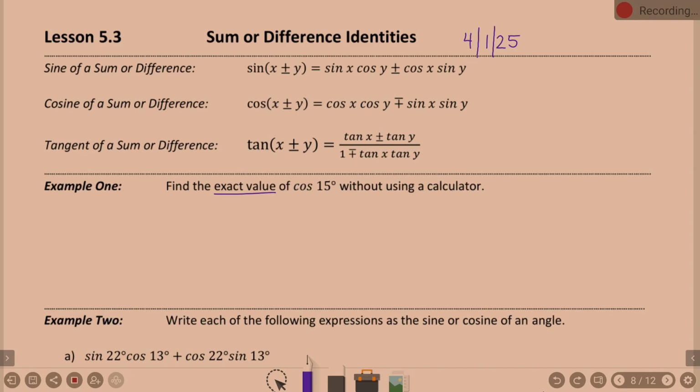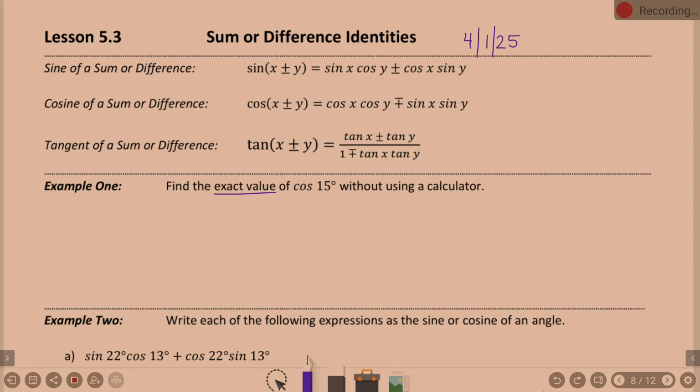Exact value. So, with that in mind, we're going to use our cosine identity here, and we're going to turn it into two numbers that either add or subtract to be 15 degrees. Now, I don't want to pick just any two numbers that add or subtract to be 15 degrees. I want to pick two numbers that we know something about that add or subtract to be 15 degrees. My hint is over there on the sideboard. Are there numbers that we know something about that add or subtract to be 15 degrees? 45, 30. 45 minus 30 is 15, yes?